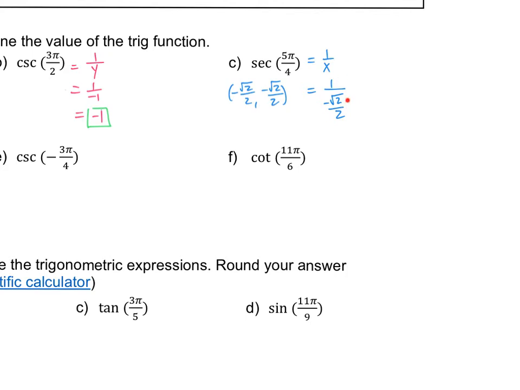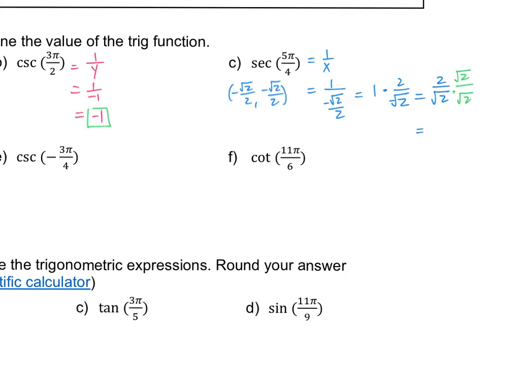So if I were to work this piece out, I'm just going to go this way since I have more room. I would need to flip this bottom fraction. So this is 1 times 2 over root 2. That's a negative root 2. So if I multiply straight across, this would be 2 on the top and root 2 on the bottom, which we can't have, so we need to multiply the top and bottom by root 2.